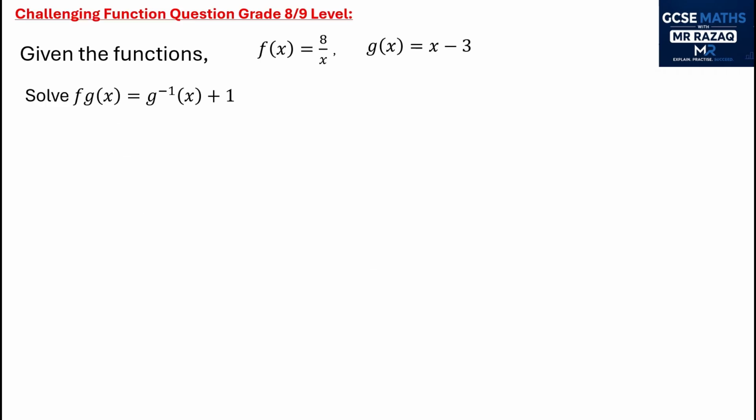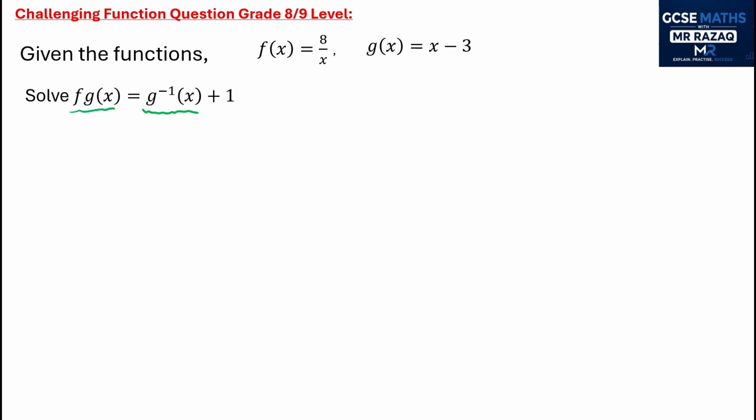Here's a more challenging function question. Let us go through this together. So you've got the function f of x is equal to 8/x, and then you have g of x is equal to x minus 3. We've been asked to solve f(g(x)) is equal to the inverse function of g, plus 1. Now, the two important things that we need to look at here are g inverse and f(g(x)).